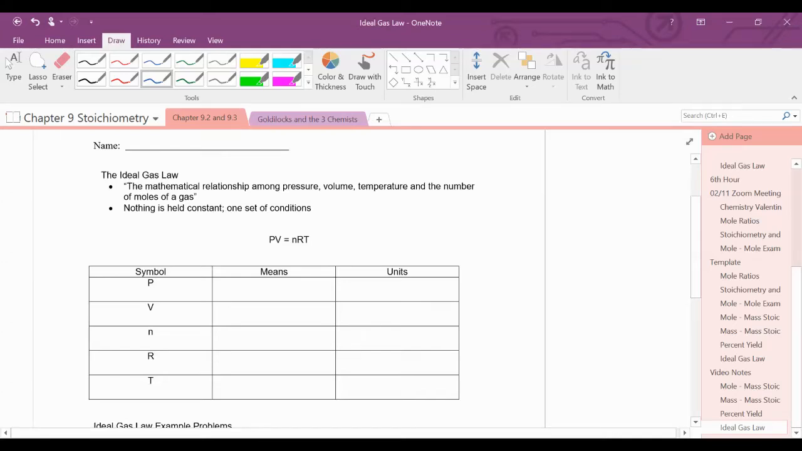Today we're going to talk about the ideal gas law. We will be using the ideal gas law along with our stoichiometry, converting from grams to moles, to do a lab where you'll be making an airbag.